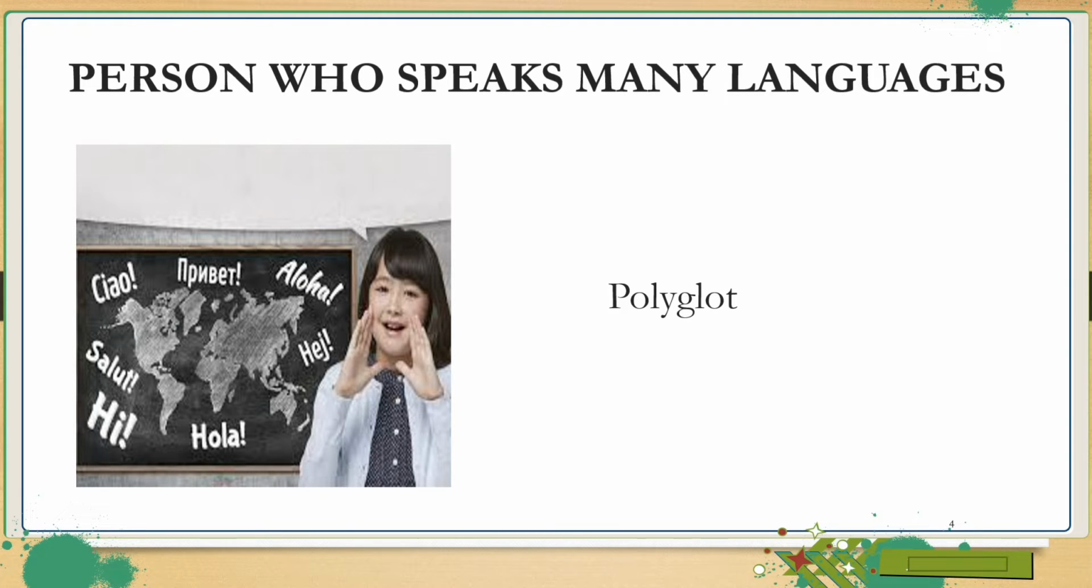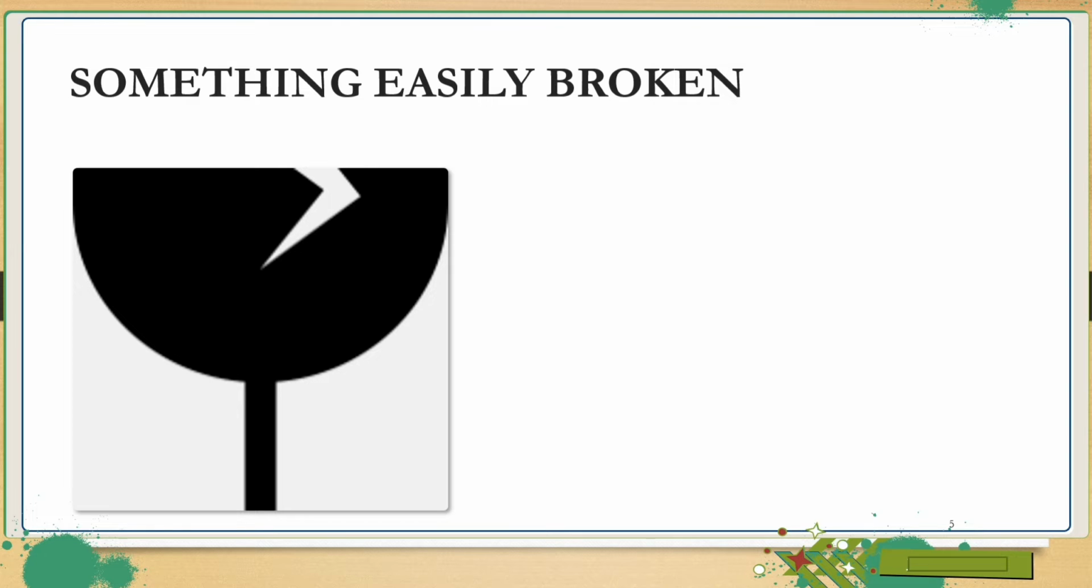And the next one is something easily broken. Now it's more like a quality, like if something can be broken easily, then we say that that thing is fragile. So instead of saying that no, no, don't buy it, it's easily breakable, we would simply mention that it's fragile, don't touch it.